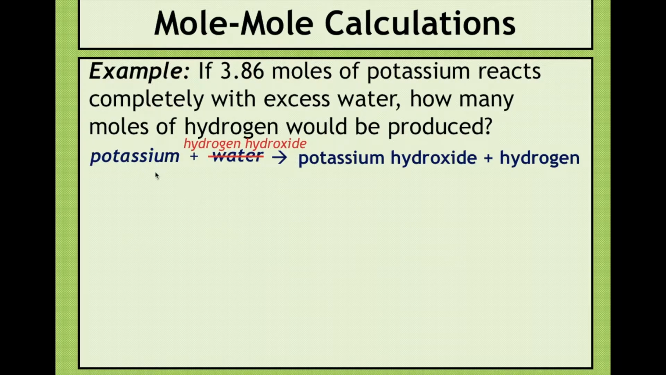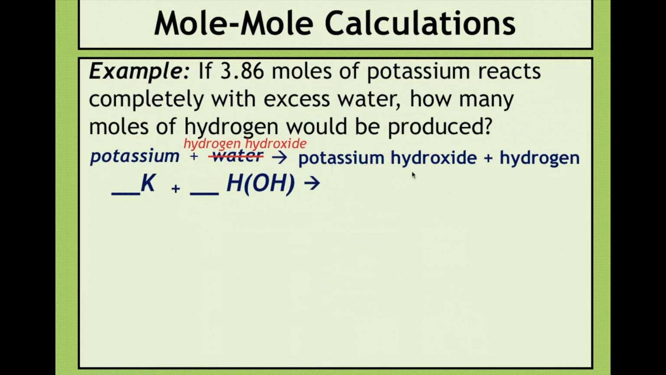So potassium is not a diatomic element, so it's just K. And then water is water. You can write it H2O. I wouldn't have taken points off of it. It's just an easier way to compare potassium and hydrogen on the activity series list. That's it.